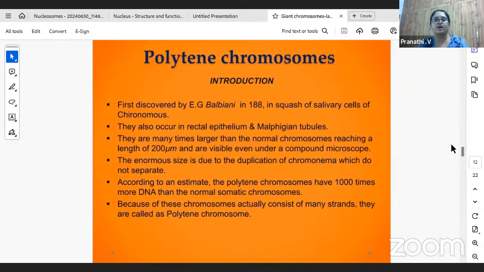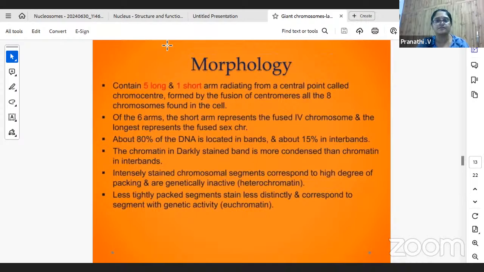Because of these chromosomes, they are known as polytene chromosomes. They look like around 5 long arms and one short arm, which radiate from a central point. All the 8 chromosomes, the centromeres of all these polytene chromosomes, are fused at the centromeres. So they appear like many arms radiating together. So you have 6 arms, right? 5 long arms and one short arm.